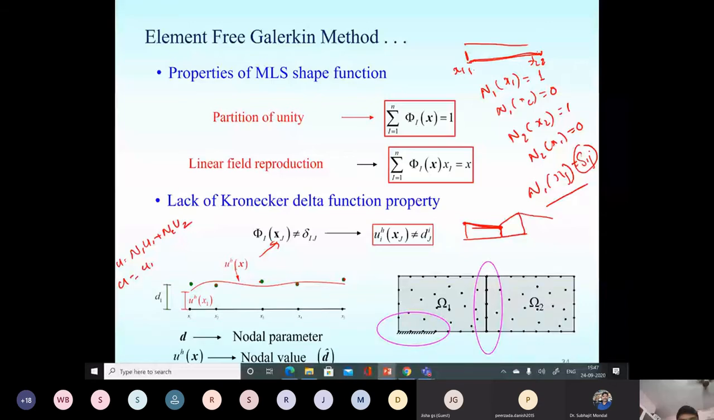Especially the problem will start when we deal with the boundary conditions. When you deal with essential boundaries as well as material boundaries, you need to exactly satisfy the essential boundary condition, otherwise you will get into problems. So people started thinking about how to deal with that, and they proposed different techniques. We will see that in this.